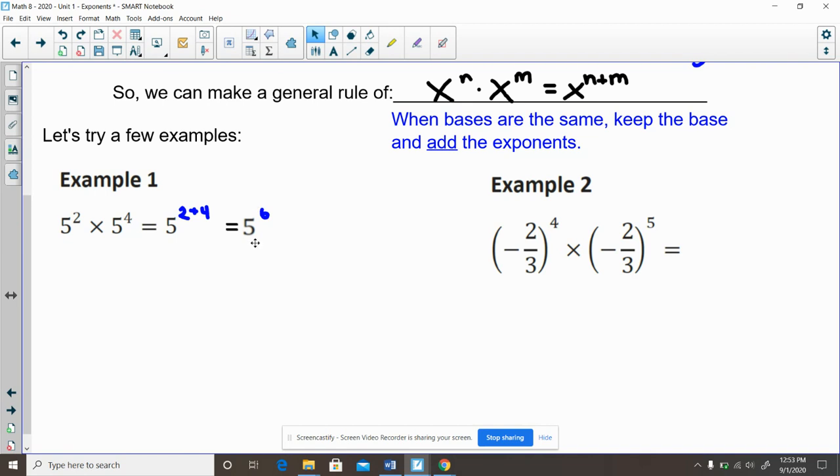Okay, if you're asked to show your work though, this would be considered your work. Where did the 6 come from? Well, you added 2 and 4 together. Okay, example 2. Why don't you take a second and try that one on your own?